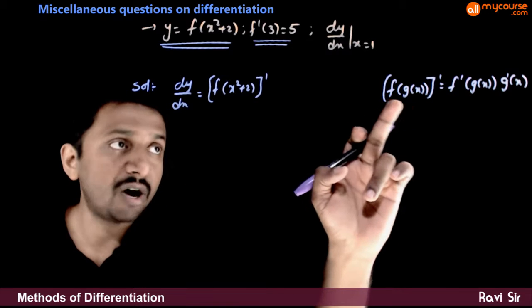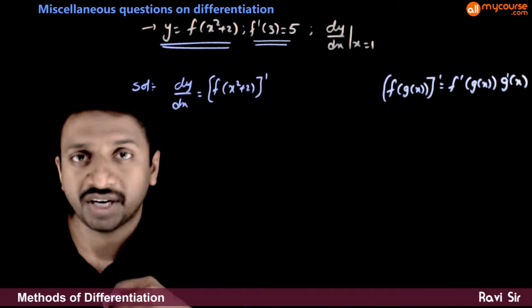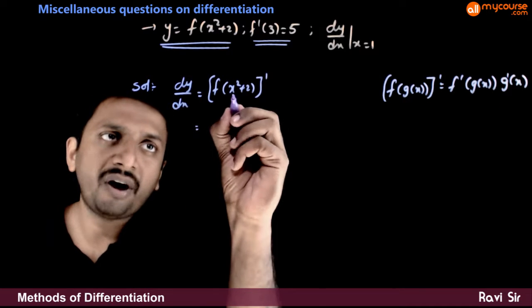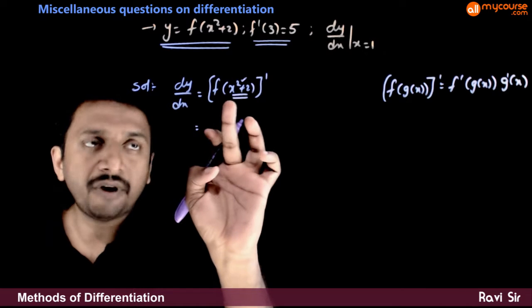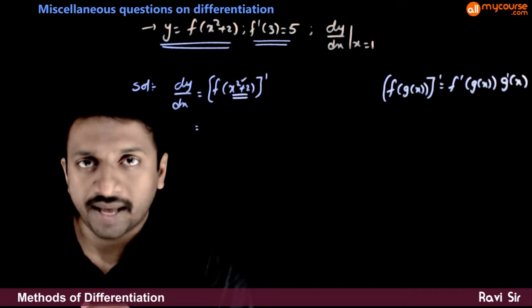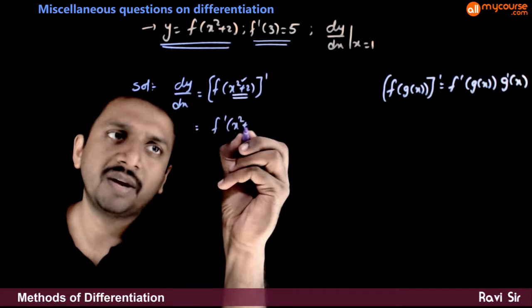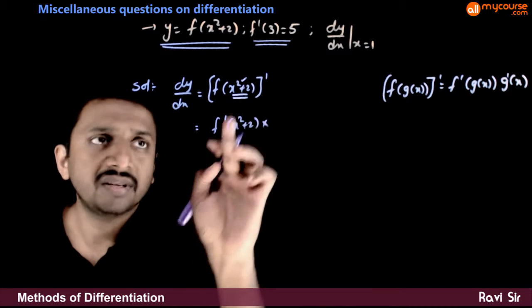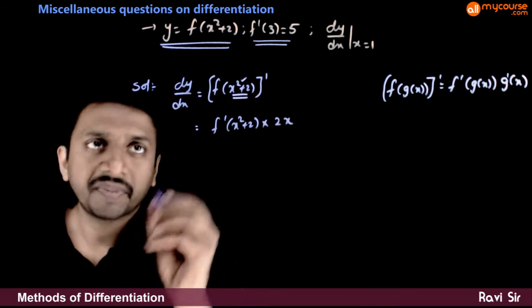f of g of x, the composite function, dash is equal to f dash of g of x into g dash of x. So this x square plus 2 is something like g of x. So f of (x square plus 2) whole dash is equal to f dash of (x square plus 2) times the differentiation of x square plus 2, which is 2x.